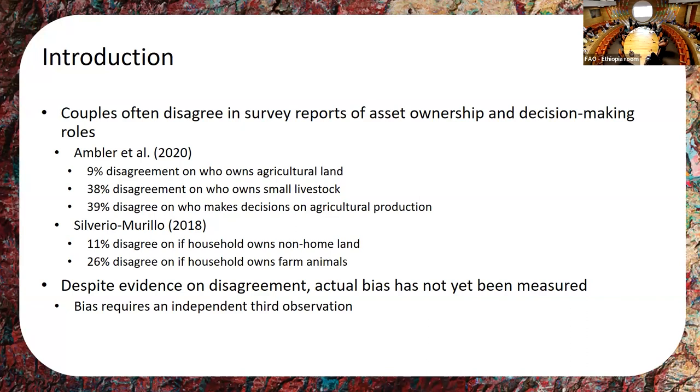But despite this ample evidence on disagreement, actual bias has not yet been measured in the literature. So how should we think about bias versus disagreement? Disagreement just tells us that a husband and wife's responses differ. Bias goes a step further. Bias tells us how reports differ from reality. But in order to know reality, we need an independent third observation that we can compare reports to.